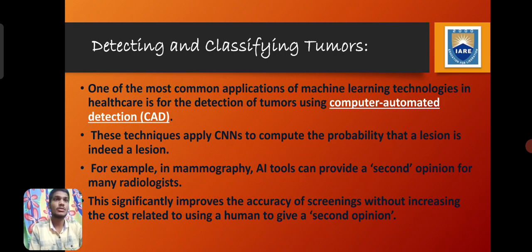Rating and classifying tumors. One of the most common applications of machine learning technologies in healthcare is for the detection of tumors using computer-aided detection (CAD). These techniques apply CNNs to compute the probability that a lesion is indeed a lesion. For example, in mammography, AI tools can provide a second opinion for many radiologists. This significantly improves the accuracy of screening without increasing the cost related to using a human to give a second opinion.